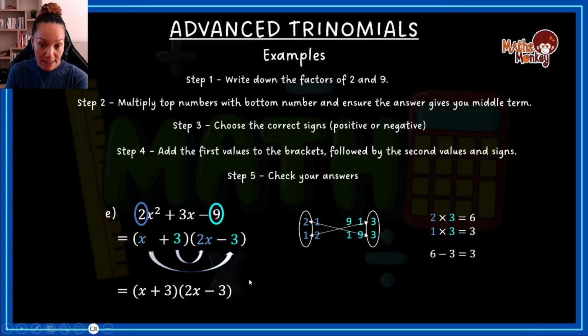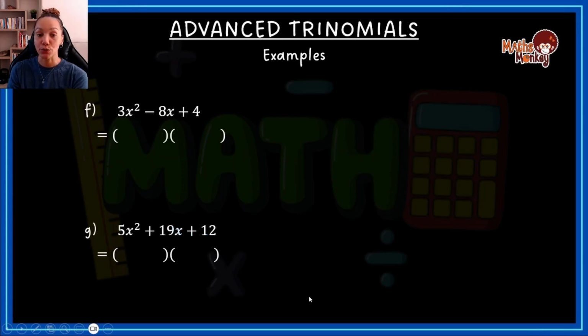Again, we must check our answers. So if we check these answers, positive 3 times negative 3 is negative 9. So that's correct. Negative 3x plus 6x gives me positive 3x and I know my answer is correct. Now let's do 2 more.